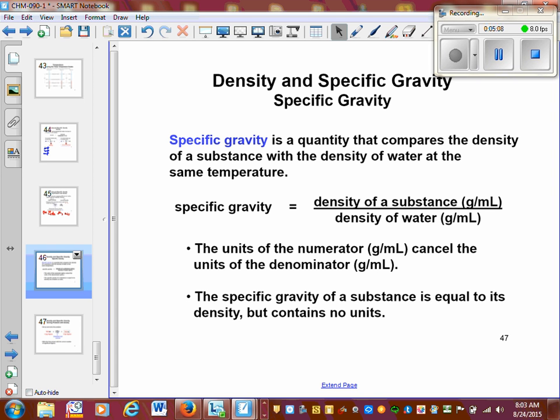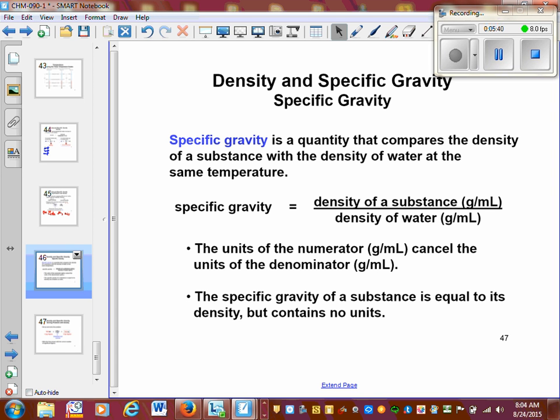Turns out the density of water, for all practical purposes, is 1 gram per milliliter. So to figure out the specific gravity, you take the density of a substance and divide it by 1. So therefore, the specific gravity of a substance is equal to the density, but it doesn't have units. In the previous problem, the density is 1.05 grams per milliliter. Its specific gravity would be 1.05.